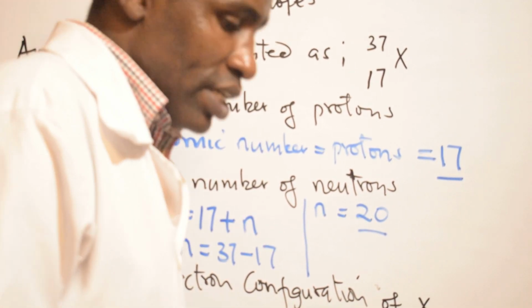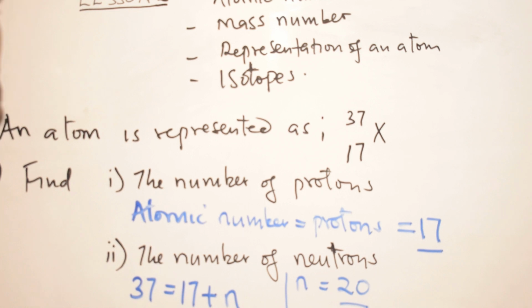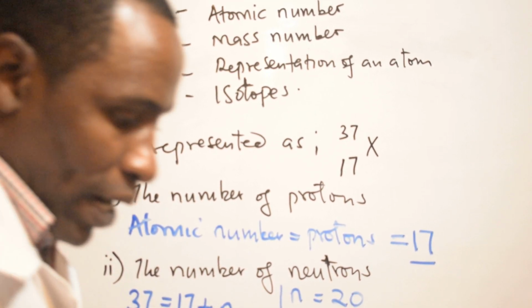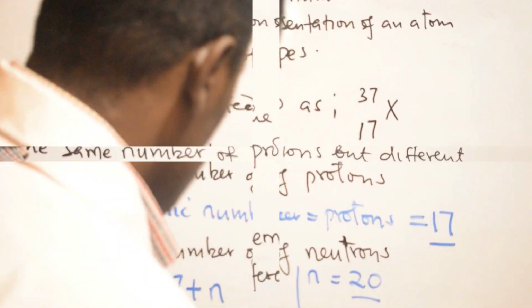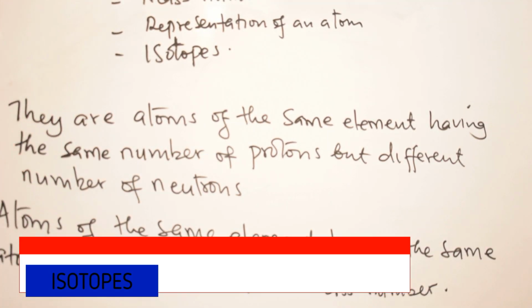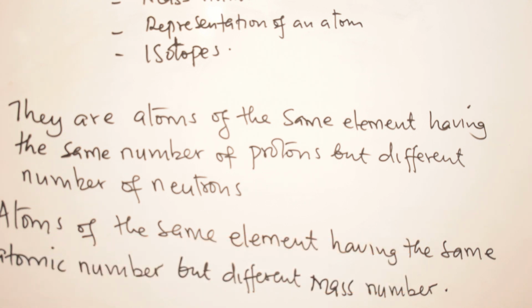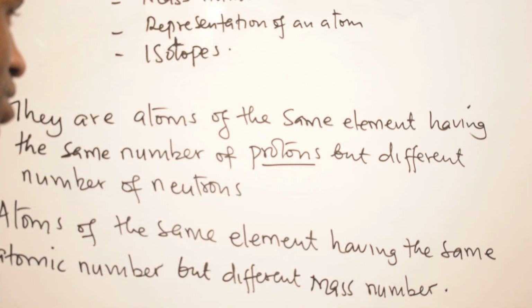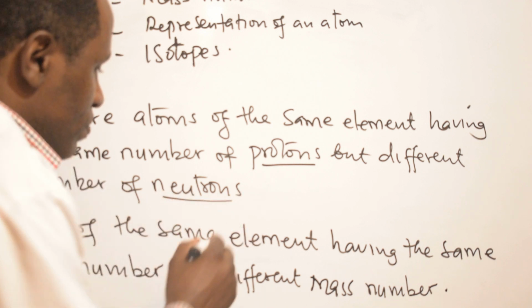Now, very fast, let me take you through the isotopes. Isotopes are the atoms of the same element having the same number of protons. In other words, the atomic numbers are the same, but a different number of neutrons.